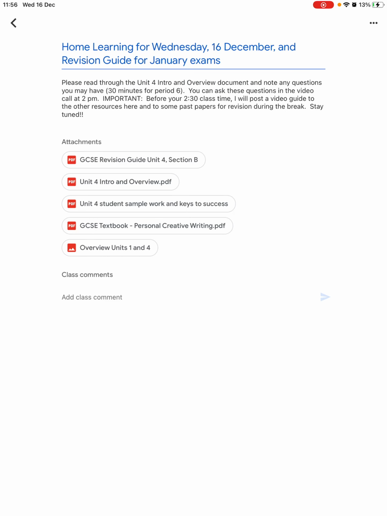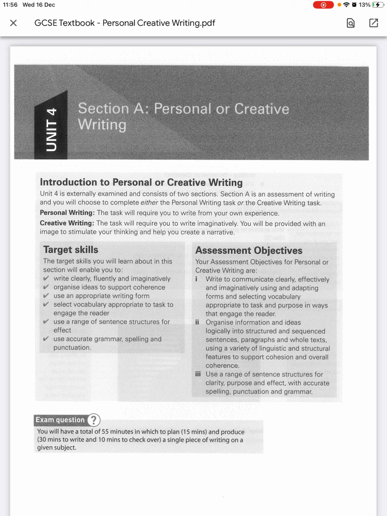Now, what I'm going to tell you, first of all, is that there's lots and lots of overlap between personal and creative writing. And that's why they use the same mark scheme for assessing your response, okay? There are certain key things you need to be able to do, and those are outlined here under the target skills, okay? So let's look at those target skills, okay?